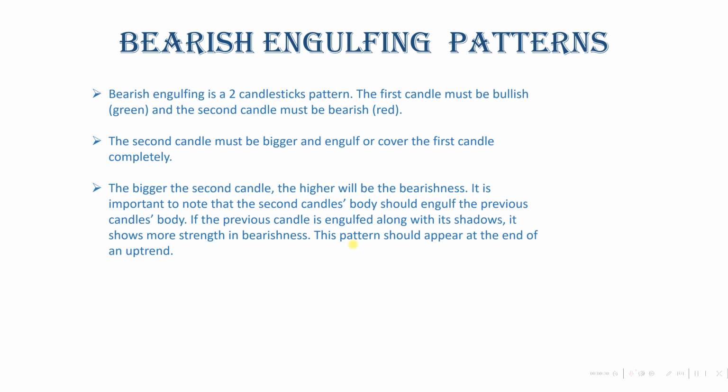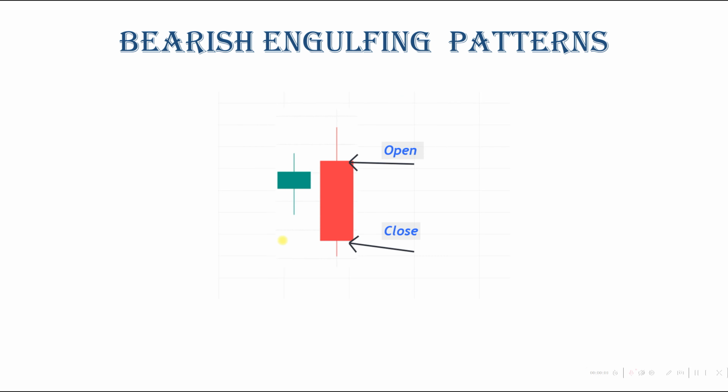If the previous candle is engulfed along with the shadow, that means there is more strength in the bearishness. Also, one more important thing to note here is this pattern should always appear at the end of the uptrend. This is the example for the bearish engulfing pattern.